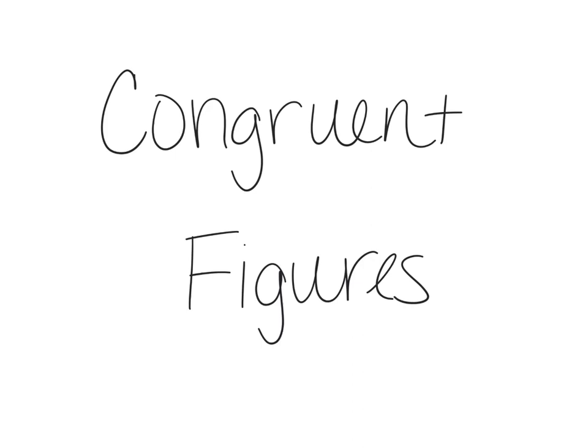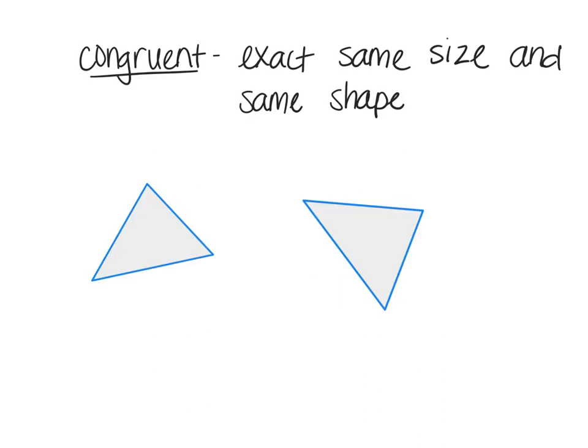For this video, we're going to be looking at congruent figures. So first of all, we need to understand what the word congruent means. Congruent means when you have two shapes, for instance, that are the exact same size and the exact same shape. So the two triangles that I have here, they're the exact same size and they're the exact same shape.